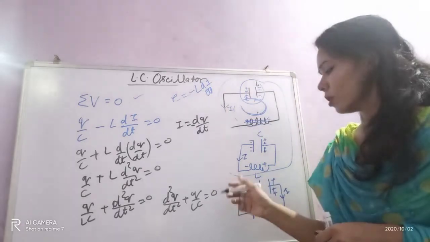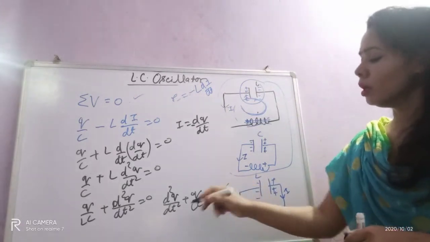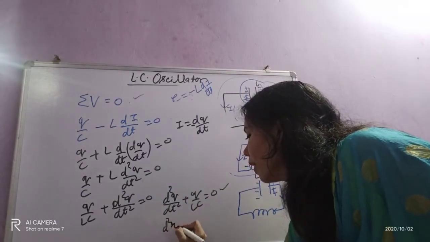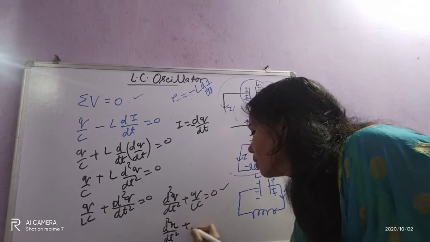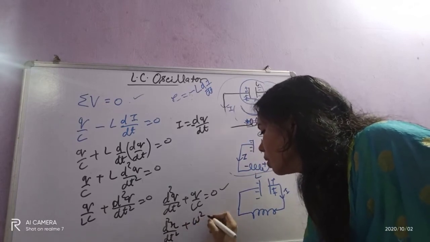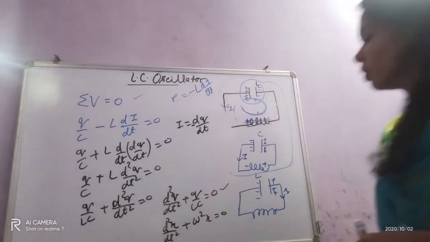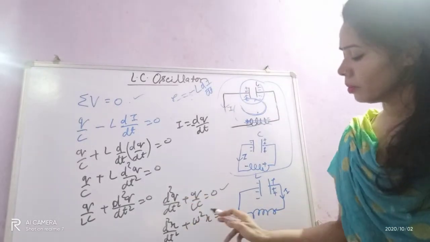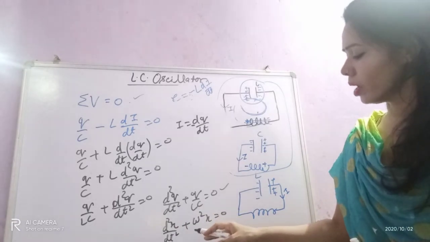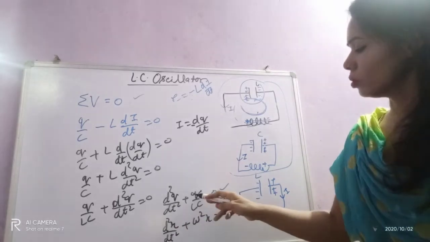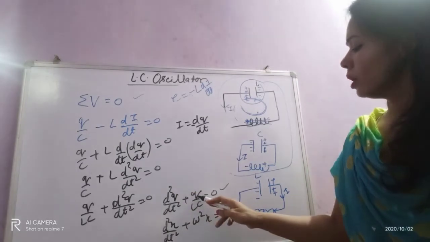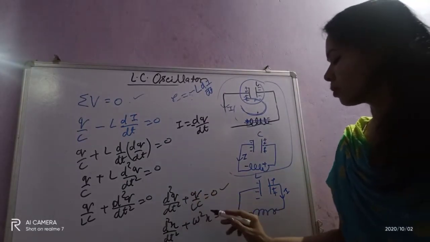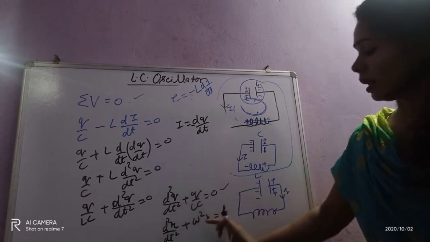Don't you think that it is similar to the wave equation? That is d square x upon dt square plus omega square x equals 0. This is the wave equation. It is similar to the wave equation. Look at this: the double differentiation is here also, and one variable here also. Here also the differentiation of q plus q times some constant, 1 by LC. So we have shown that it is like a wave.